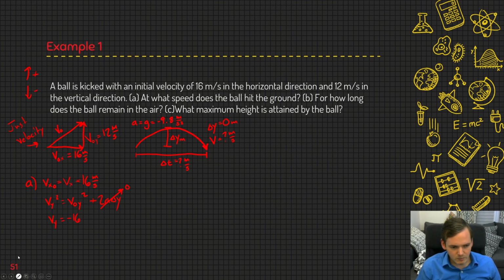And I know this just by looking at and thinking about the problem: it's not going to be positive, it's got to be negative because it's going to be coming back down. So we've got our final velocity in the y direction, and our final velocity in the x direction equaling 16 meters per second.